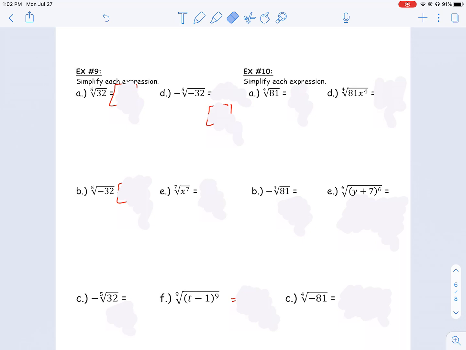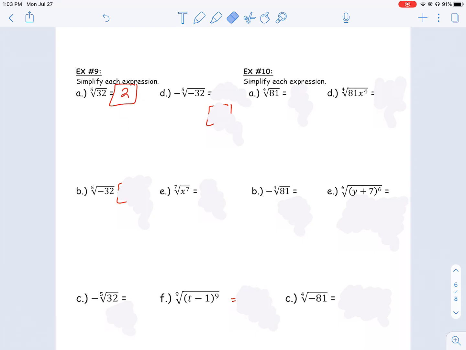It looks like on example number 9, we're simplifying a whole bunch of odd root questions: fifth roots, seventh roots, and ninth roots. So if they're odd, I don't have to worry about absolute value. So that's one good thing off my list. Let's just try to simplify. If you look at example number 9a, I want the fifth root of 32. That means I need to find what number multiplied by itself 5 times gives me the number 32. You might need to try a few things, or you might need to factor tree so you can break it down into 5 numbers of the same factor and see what number it is. But the fifth root of 32 is just positive 2.